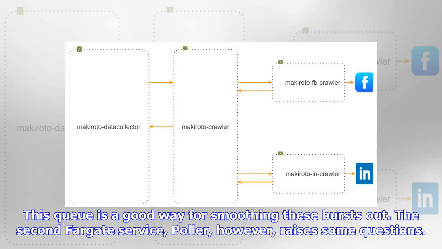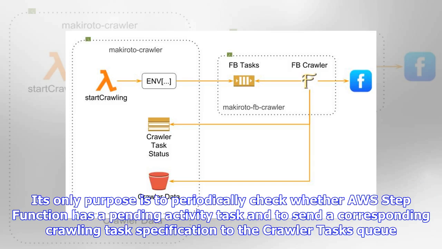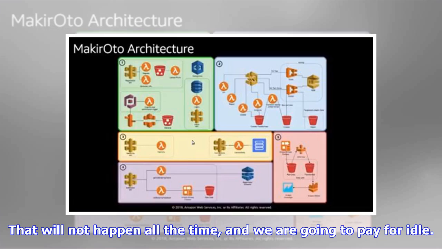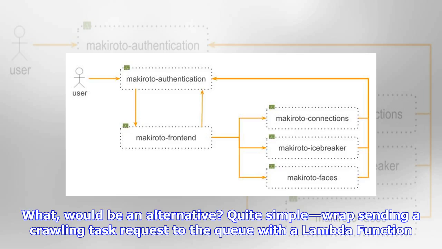The second Fargate service, Poller, however, raises some questions. Its only purpose is to periodically check whether the AWS step function has a pending activity task and to send a corresponding crawling task specification to the crawler tasks queue. That will not happen all the time, and we are going to pay for idle. What would be an alternative? Quite simple, perhaps sending a crawling task request to the queue with a Lambda function.